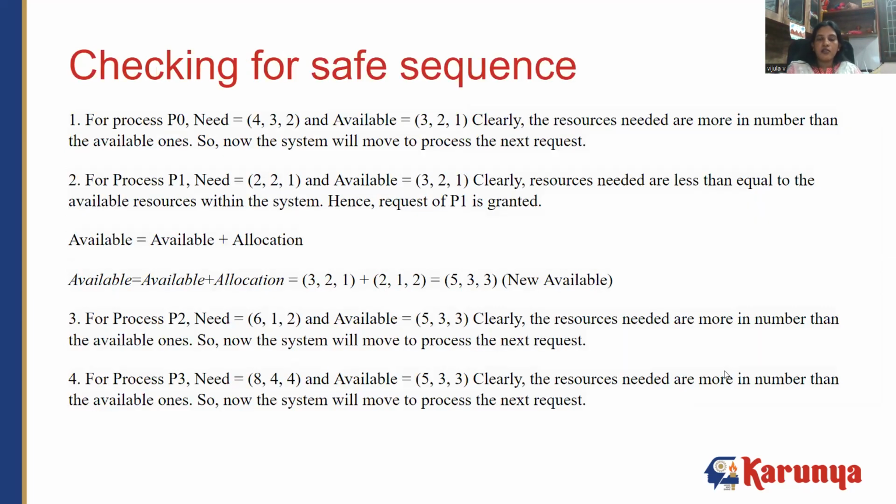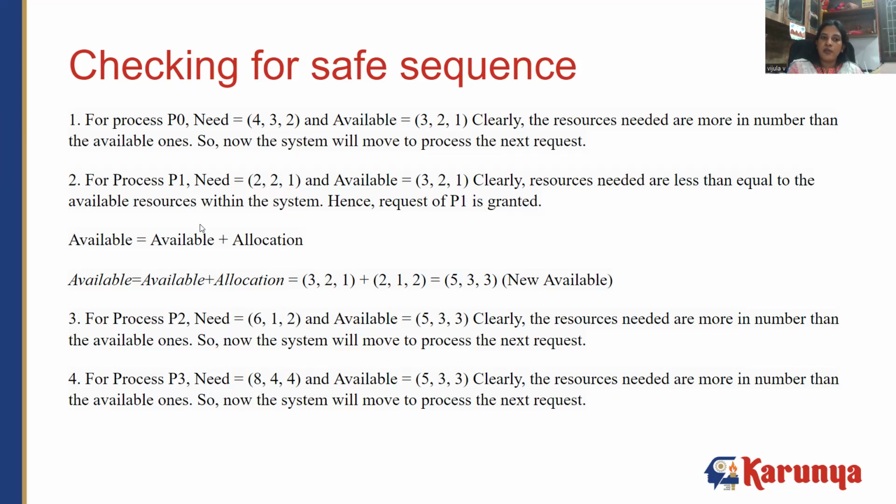Next, you're going to check for your safe sequence. How would you be able to do that? For process P0, you have a need and your availability. Clearly, the resources needed are more in number. You can check with the numbers. The need is 4, but the availability is 3. Here the need is 3, but the availability is 2. So we lack one slot for each of these. We need one more than the available ones. So now the system will move to process the next request.